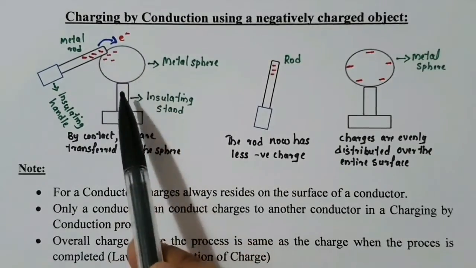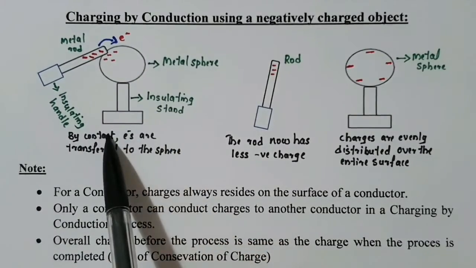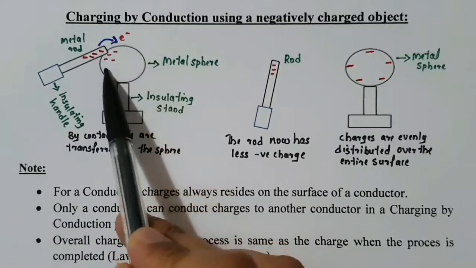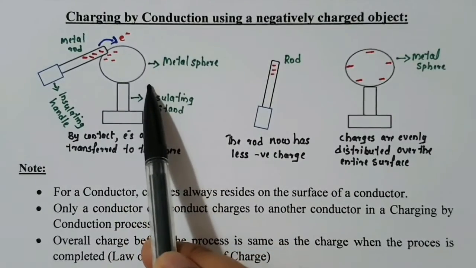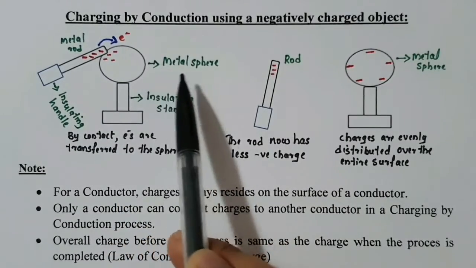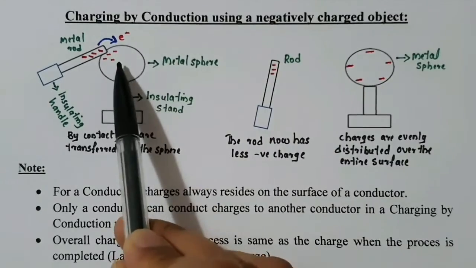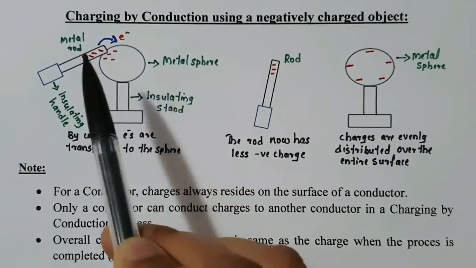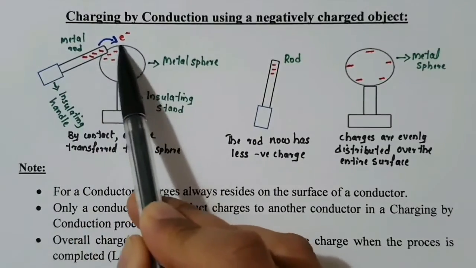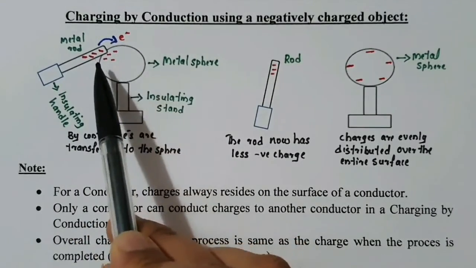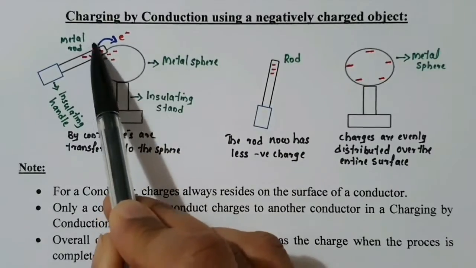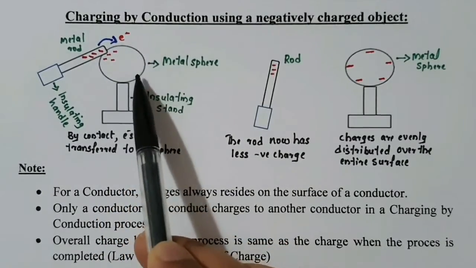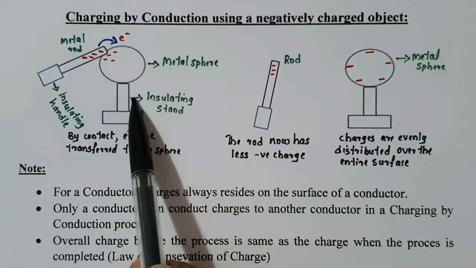Consider a metal sphere mounted on an insulating stand. Here, the metal sphere is electrically neutral, which means it has an equal number of positive and negative charges. If anything changes this balance, then it gets charged. Suppose a negatively charged rod touches the metallic sphere. Some of the charges pass from the rod to the sphere, and the metal sphere acquires a negative charge.